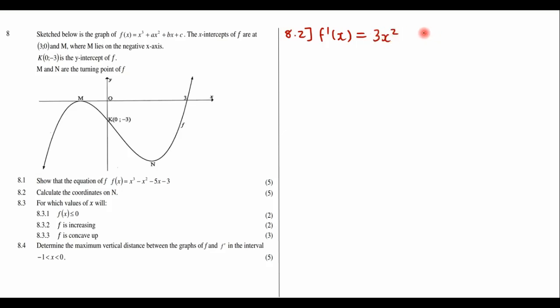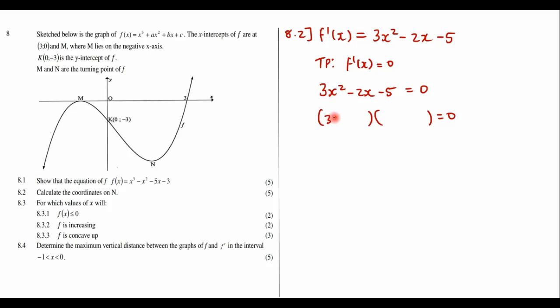So I'm going to differentiate this, and then I get 3x squared minus 2x minus 5, right? And then from there, in order for me to find the turning point, I'll take the derivative and equate it to 0. And then that will mean that I'm taking 3x squared minus 2x minus 5, and I'm equating that with 0. So now I need to factorize this.